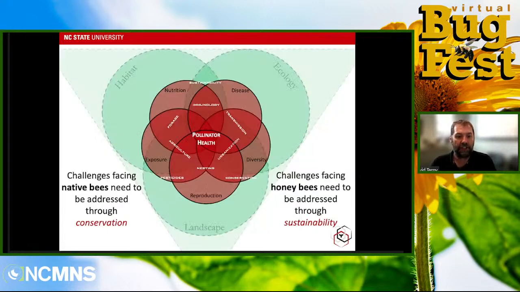In the end, the challenges facing native bees, because they're not managed, are addressed through conservation efforts, through large landscape issues, and by promoting good habitat. Whereas the challenges facing honeybees are really only addressed through sustainability and sustainable agriculture, and making sure that they don't die off at record numbers as they are, but managing them in such a way that they're going to remain healthy and thriving. So while there's a lot of overlap in the way to help all pollinators, how we help honeybees is going to be very different from how we help native bee communities.